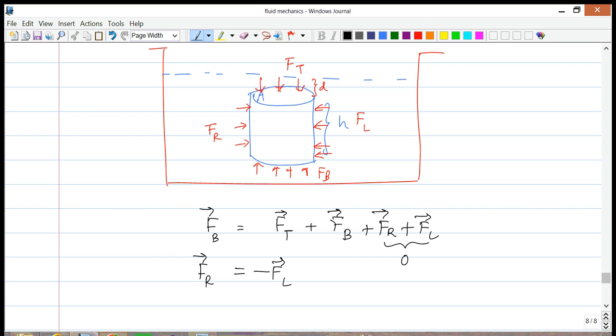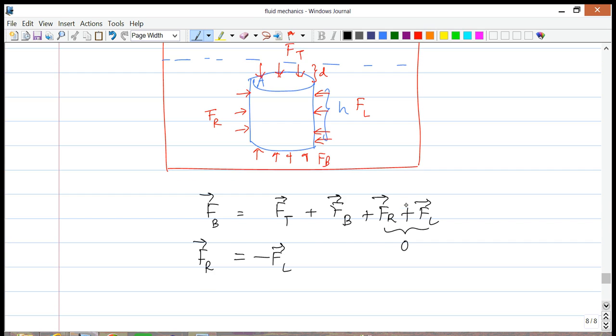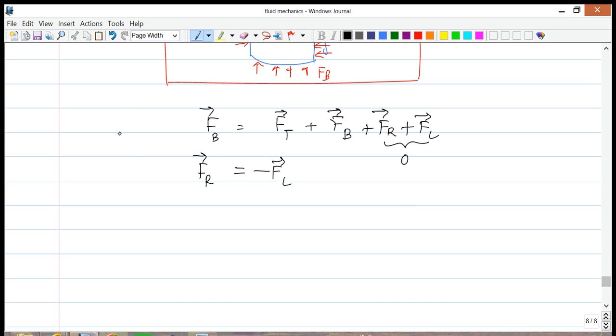Now the top and the bottom, however, are going to be unequal, and the bottom has to balance nothing but the top plus the weight of the object. So let's figure out how to calculate the top and the bottom. We're going to go back to our equation for the pressure itself.